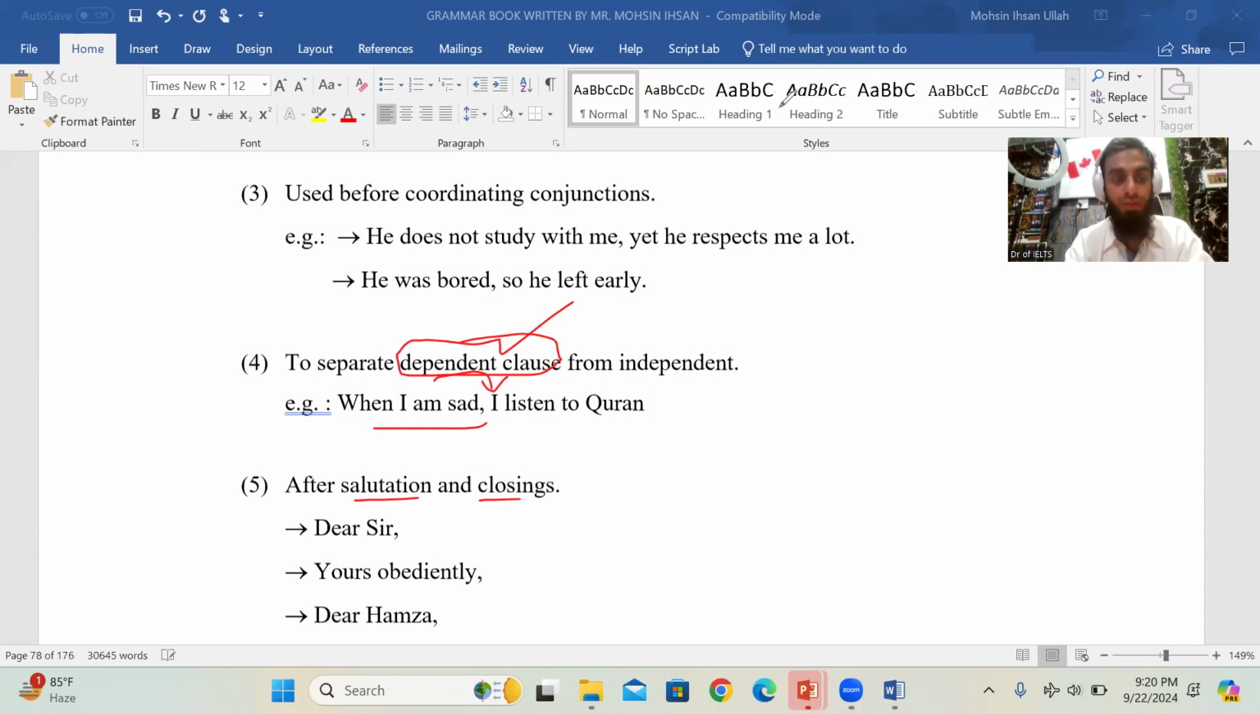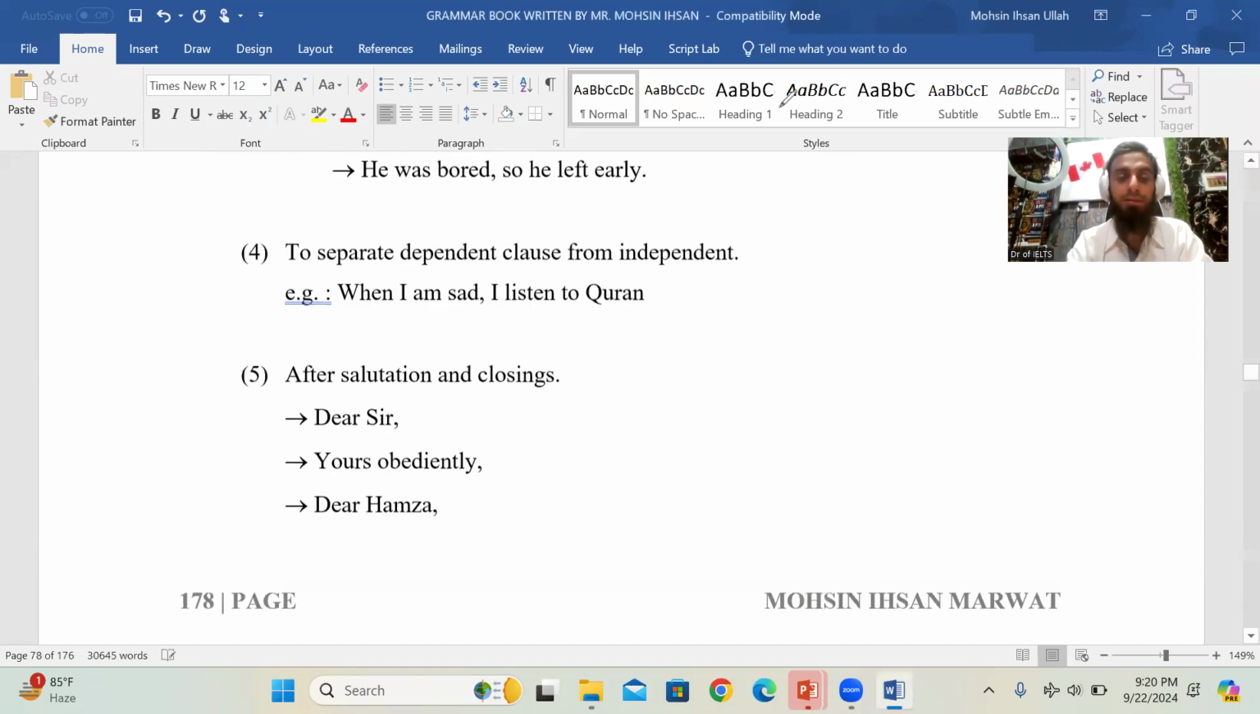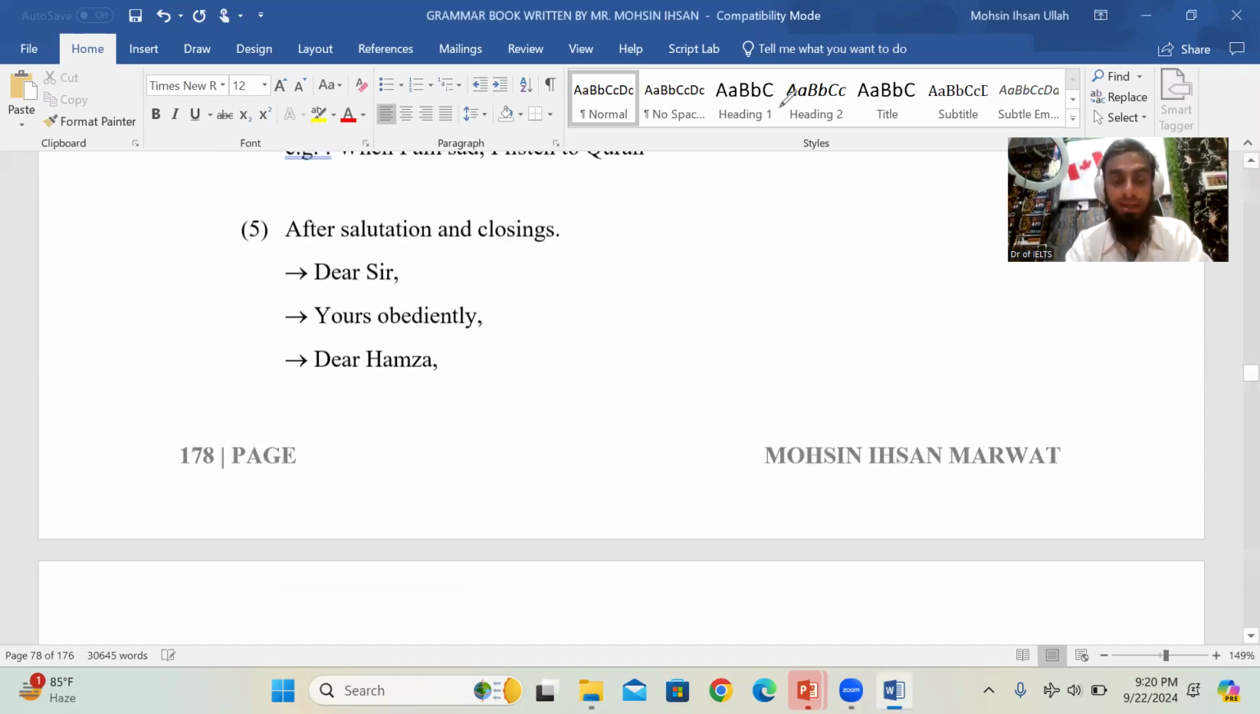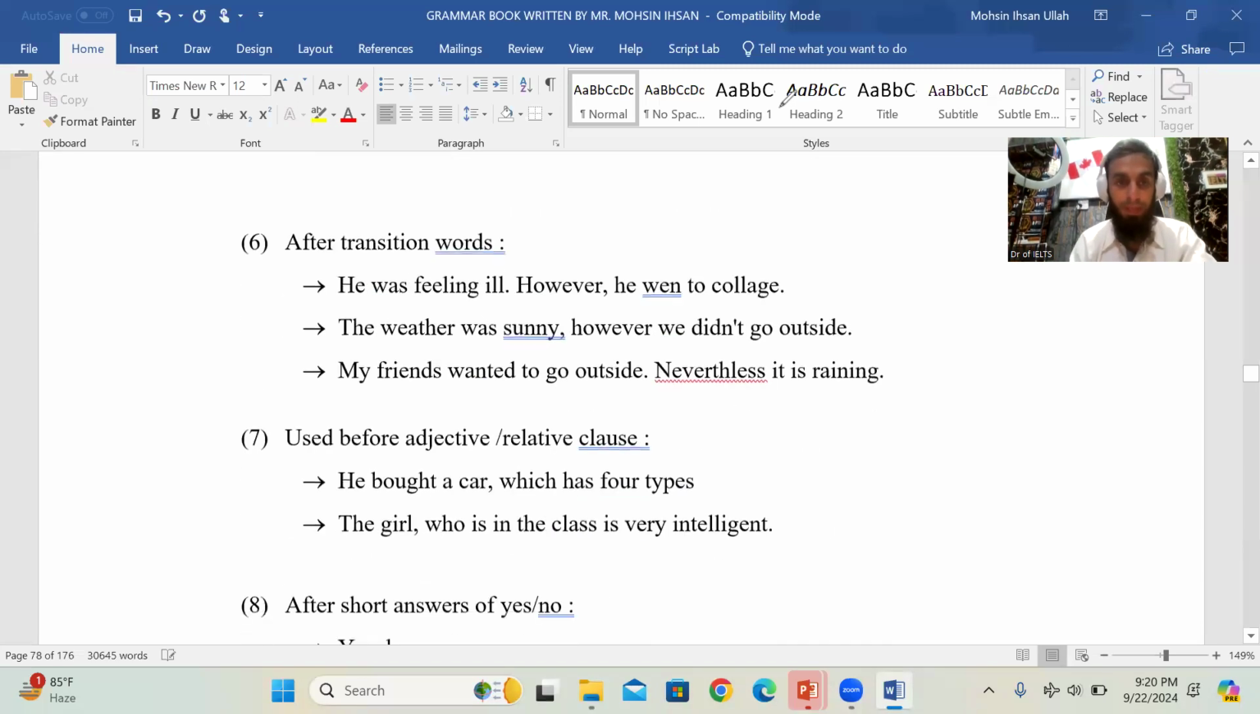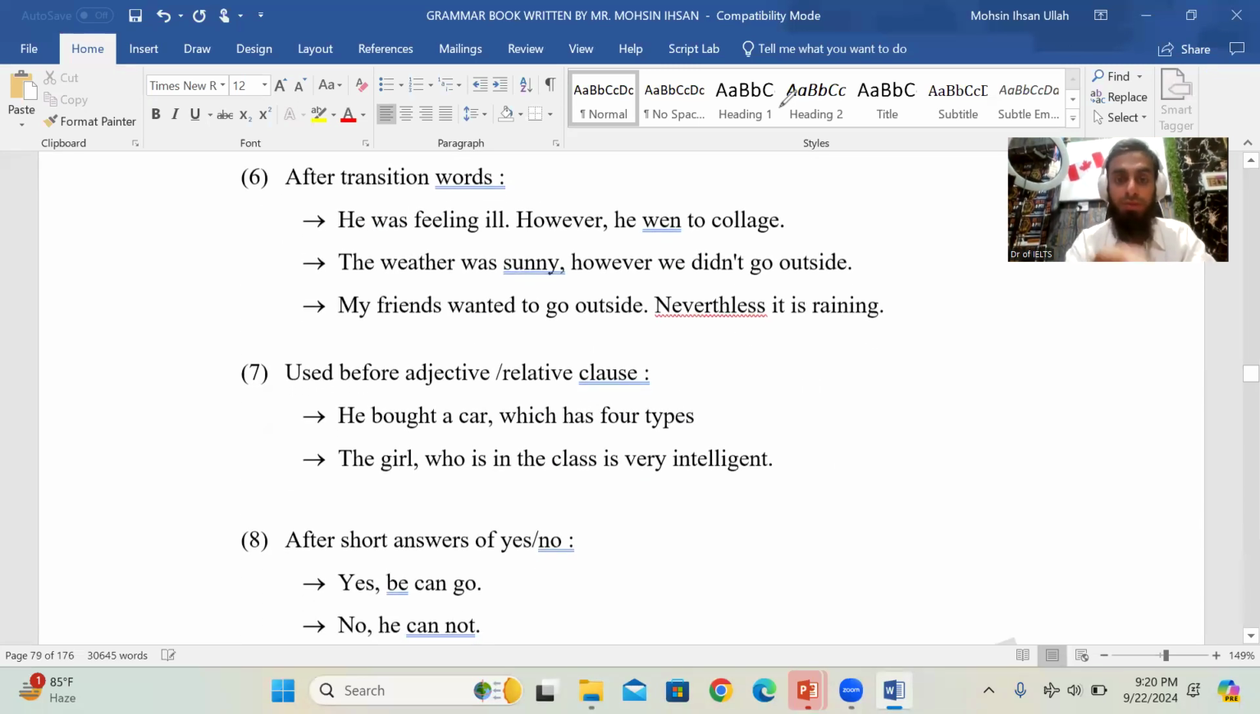After salutation and closing, if somebody is going to deal with email writing or letter writing, after Dear Sir, after Obediently, after Dear Hamza, we use a comma, right? After transition words, what does it mean? Transition words are the connectors. In English, we use them most of the time.